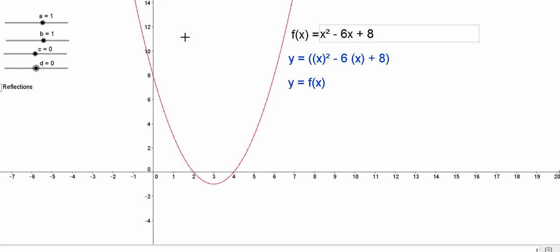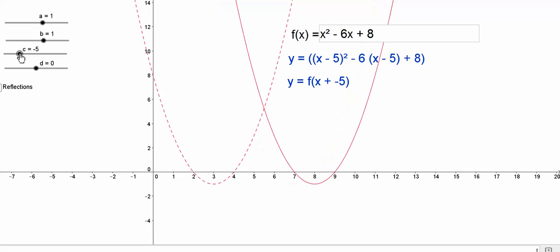Alternatively, we could translate parallel to the x-axis like this. This is a translation parallel to the x-axis of factor 5. We can see this point here, 2, has moved to this point here, 7. The other intercept with the x-axis, 4, has moved to 9. So the curve has been translated by a factor 5 parallel to the x-axis.